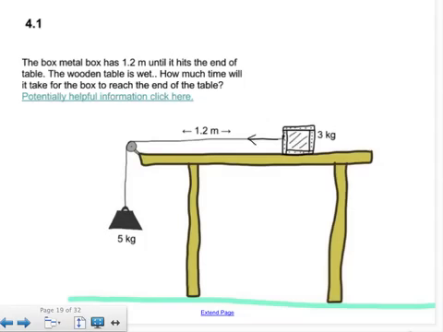We have a problem with a metal box on a wet table that is made out of wood, and it is being pulled down by a weight via a rope and pulley. We're simply looking for how long it's going to take to reach the end of the table. How long it's going to take is affected by a few things. It's affected by the weight of the 5 kilogram mass. It's affected by how long it has to slide, the 1.2 meters. It's also affected by the mass of itself. So let's look at the solution.